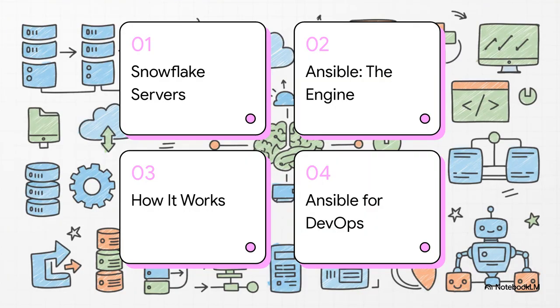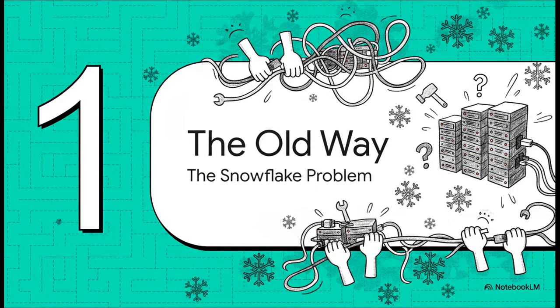All right, so here's how we're going to break this down. First, we'll look at that big problem I just mentioned, the Snowflake server problem. Then, we'll introduce Ansible as the automation engine that fixes it. After that, we'll peek under the hood to see how it works. And finally, we'll see why it's such a game changer for DevOps. All right, Section 1. Let's really dig into this old way of doing things.